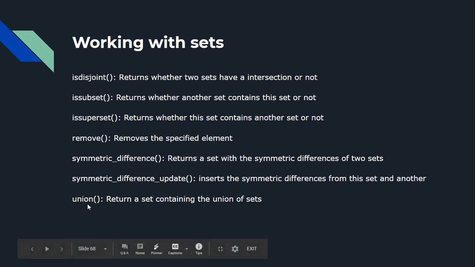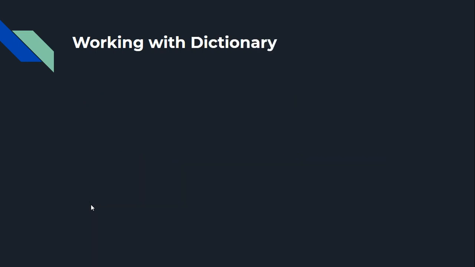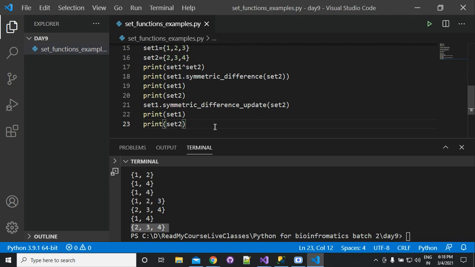Now we have union. Union is again a function that is the replacement of the union operator. We were previously doing union by the union operator. You can also use the union function to perform the union. Next is update. Update the set with the union of this set and other. This is not basically update. So I'm just giving you an example of how this is working.